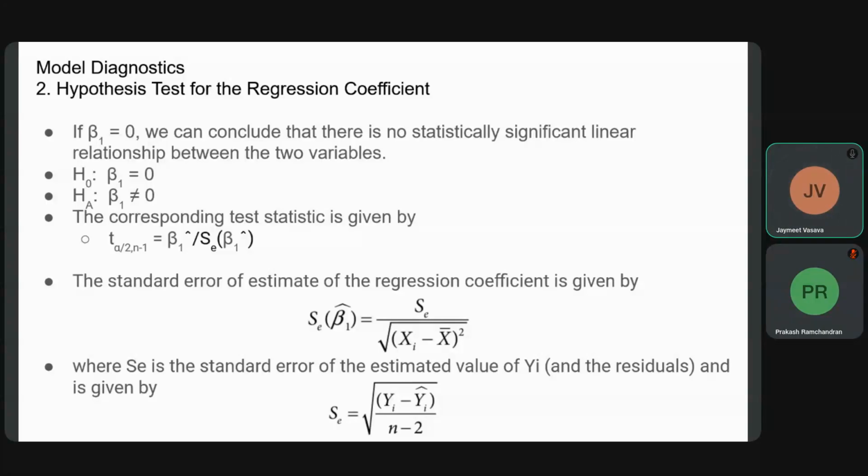The next step is the hypothesis test for the regression coefficient. So we have beta 1 equals 0, and we can conclude that there is no statistically significant linear relationship between two variables when beta 1 is equal to 0, which is our null hypothesis. The alternate hypothesis is beta 1 is not equal to 0.